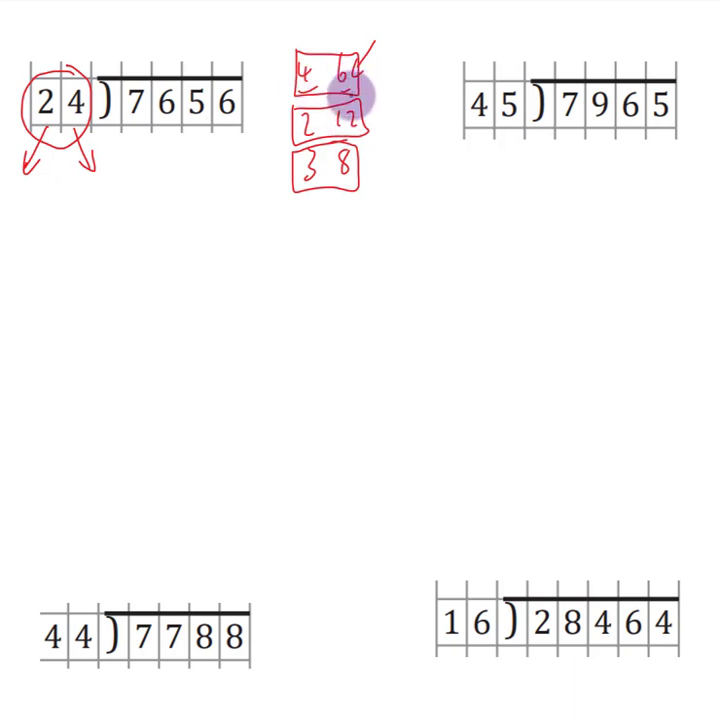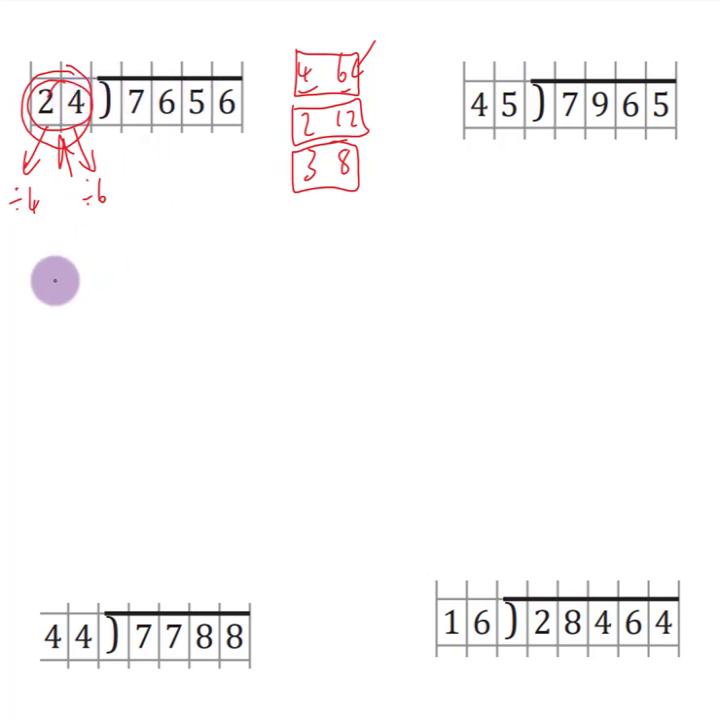I like 4 and 6. I could do 3 and 8, but 4 and 6 is something I'm comfortable with. So instead of dividing by 24, I'm going to divide by 4 and then divide by 6, which is the same as dividing by 24. You're splitting it into 4 parts, and then splitting that answer into 6 parts, which is the same as splitting it into 24 parts.